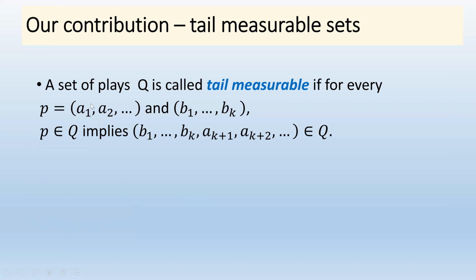Q is tail measurable if for every play that belongs to Q, if we replace the first K action profiles with any K action profiles, here B1 to BK, then the resulting play still belongs to Q. So replacing a finite number of action profiles does not affect the membership of this play in the set. In other words, if 2 plays coincide from a certain period on, and one of them belongs to the winning set, here Q, then the other one belongs to the tail set as well.